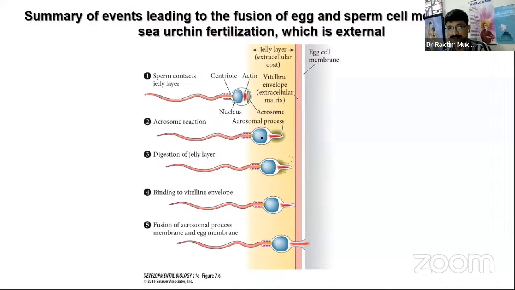The fourth step is binding to the vitelline envelope. Once it binds to the vitelline envelope, it moves forward, and fusion of the acrosomal process membrane and the egg membrane will ultimately lead to the fertilization steps.